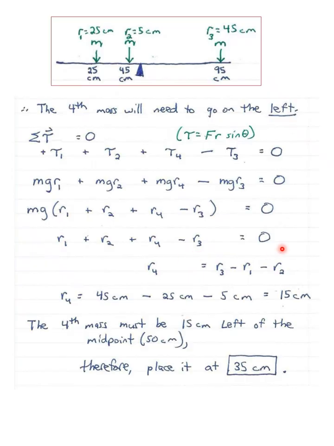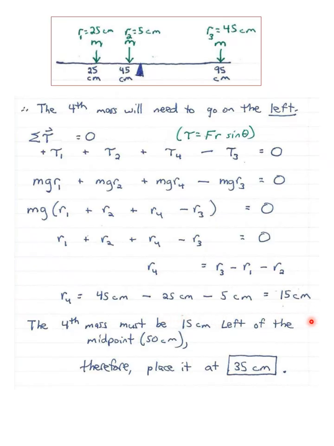And we want to know what r4 is. So we solve that for r4. We get r3 minus r1 minus r2. Plug in those values. Again, we're using the r values, the lever arms, not their positions on the meter stick. So it's the numbers I've written up there in the green. So 45 centimeters minus 25 minus 5, and we get 15 centimeters.